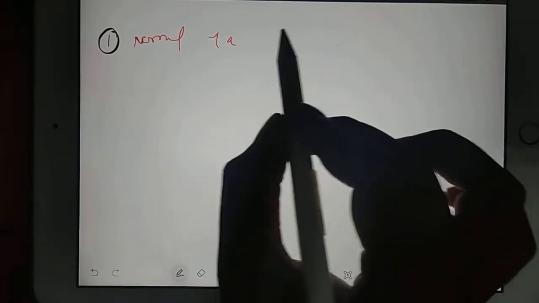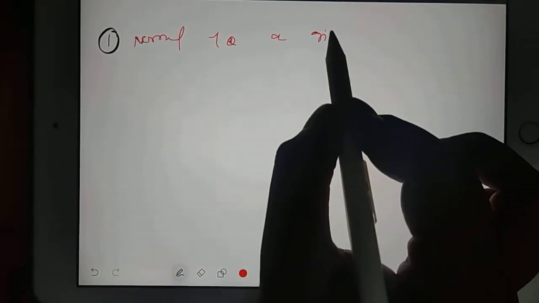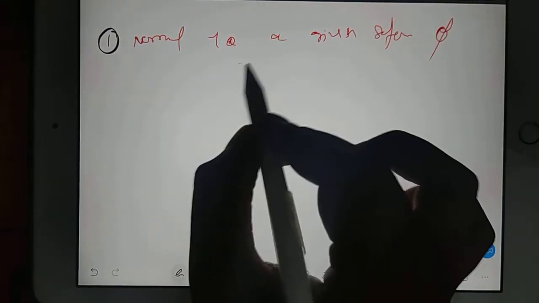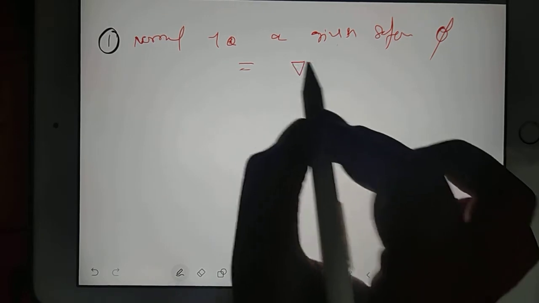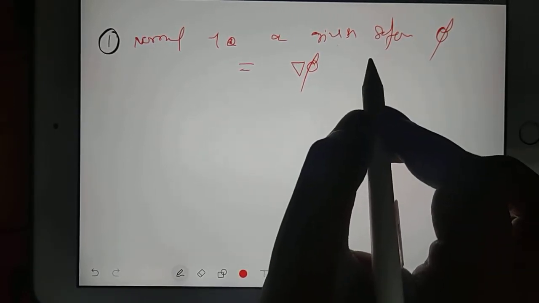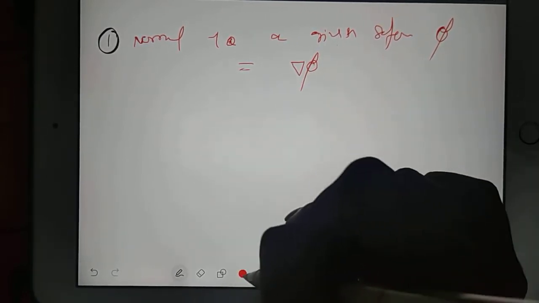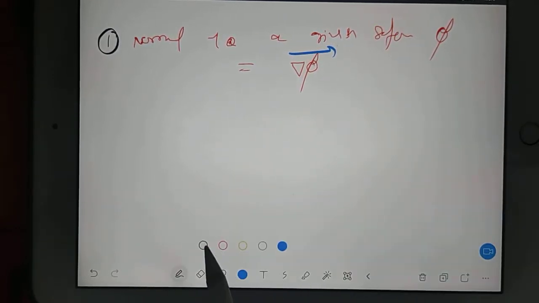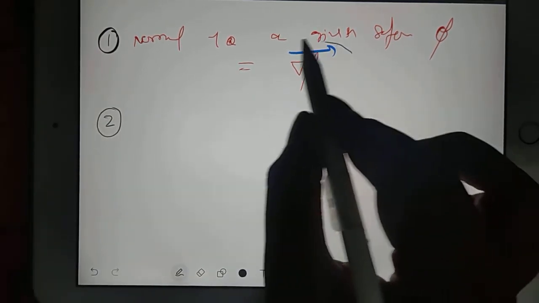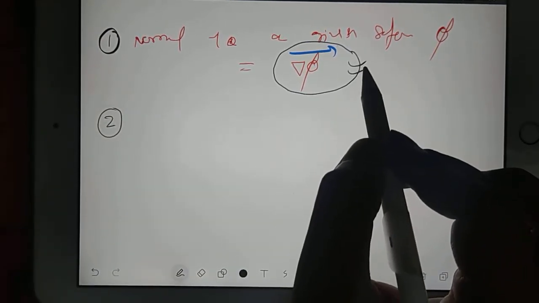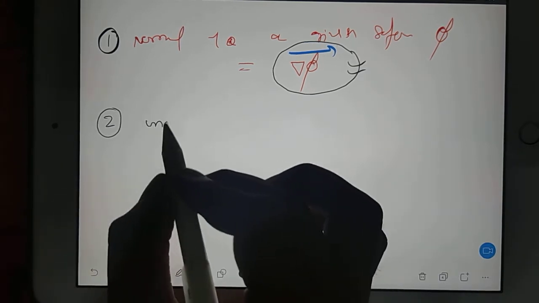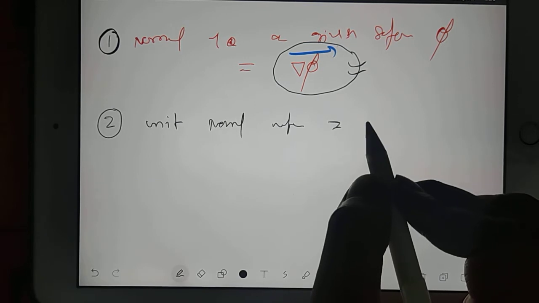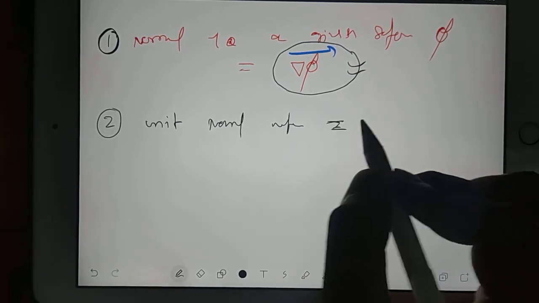Point 1: normal to a given surface phi. This thing we represent as del phi, or you say grad phi. Now this grad phi, what we have discussed here, is a vector quantity. Just now we have discovered this. So your second point, you will write that this vector quantity can also have its own direction, right? So unit normal vector, how will you calculate? That is very easy. Just now I have taught you.